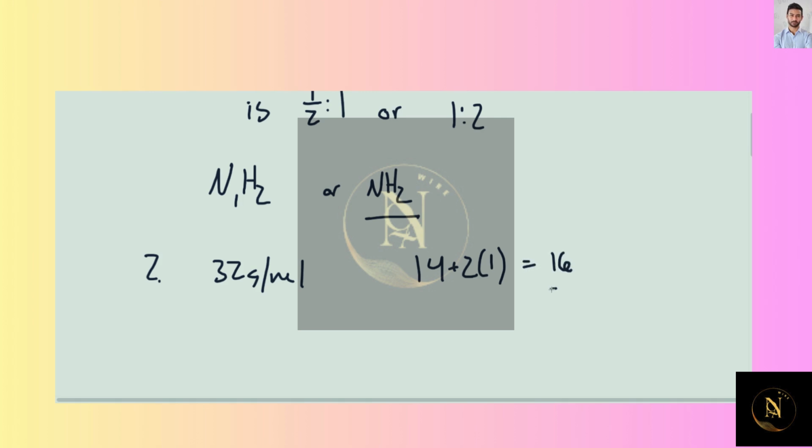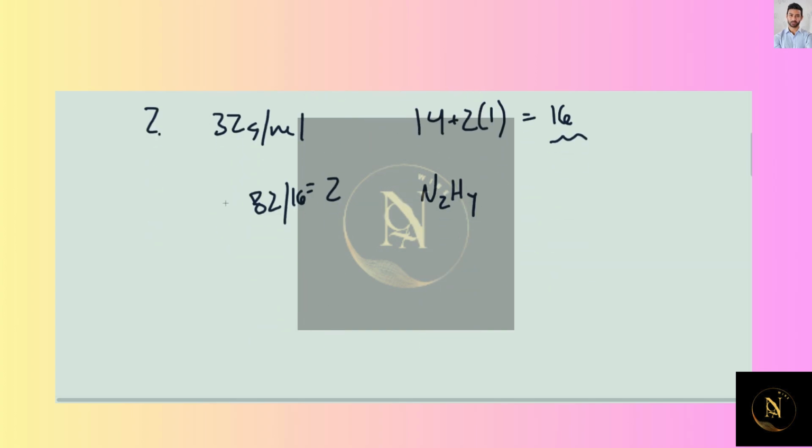Now we figure out how many empirical formula units we need to get the molecular formula. So we can take 32 divided by 16 equals 2. So we know there are 2 empirical formula units in each molecule, or we can say that we have N2H4 as our molecular formula. We simply multiplied each of our components by 2. Okay, so now we have the molecular formula of hydrazine.